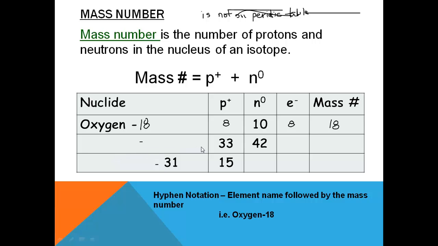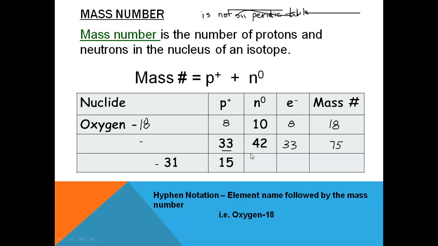All right, look at this second example. It tells us it has 33 protons. Well, we automatically can figure out that if it has 33 protons, it also has 33 electrons. What would the mass number be? The mass number would be the amount of protons plus neutrons. So the mass number would be 75. So what element would this be?